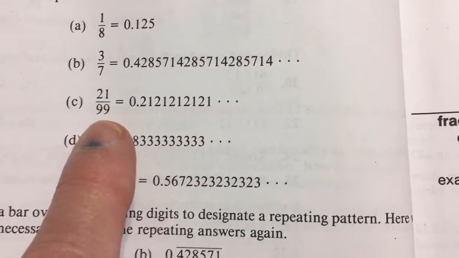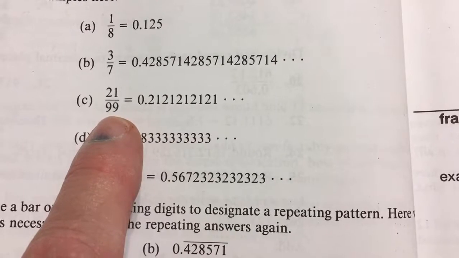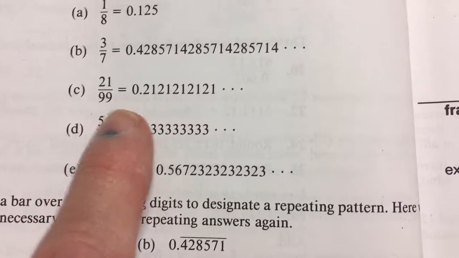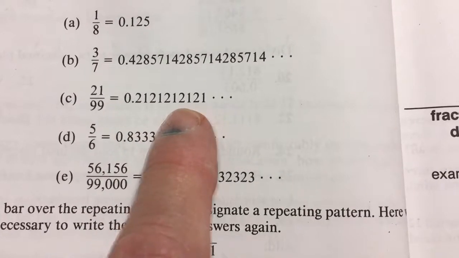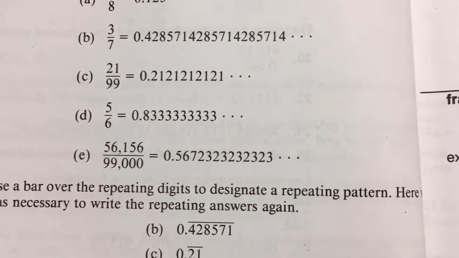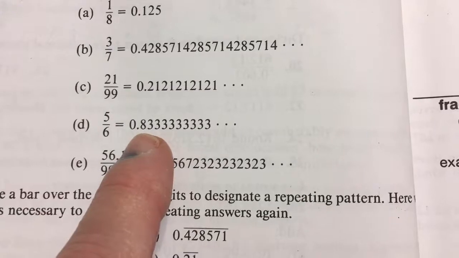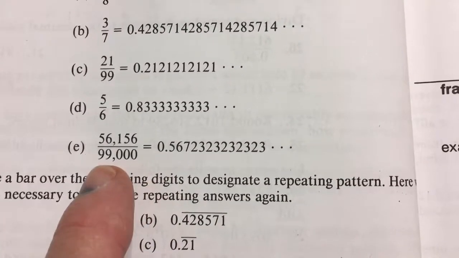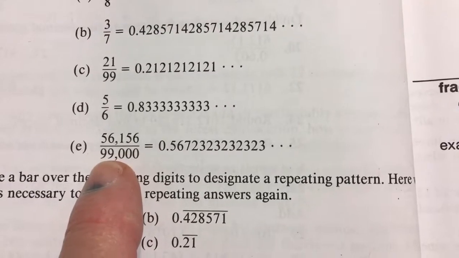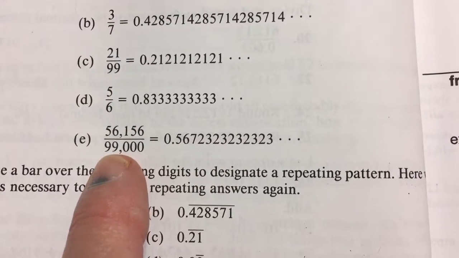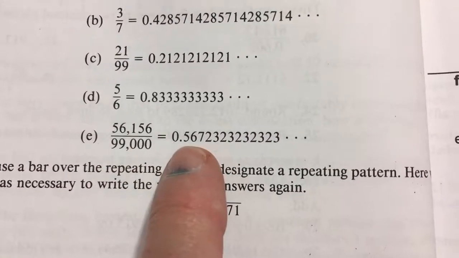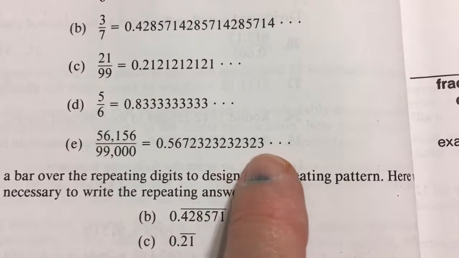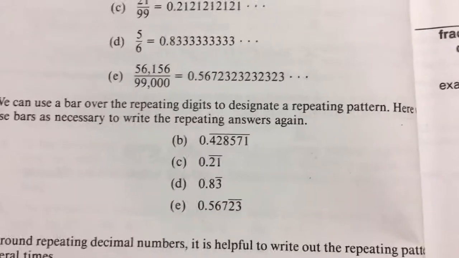Now, anytime we divide by 9 or 99, we get cool things happening. So we get 21 divided by 99 is 0.2121212121. And 5 divided by 6 is 0.833333. And, ooh, that's a big one, but it's divided by a 99. So let's see what it turns into. 0.567232323232. Pretty cool stuff, okay?